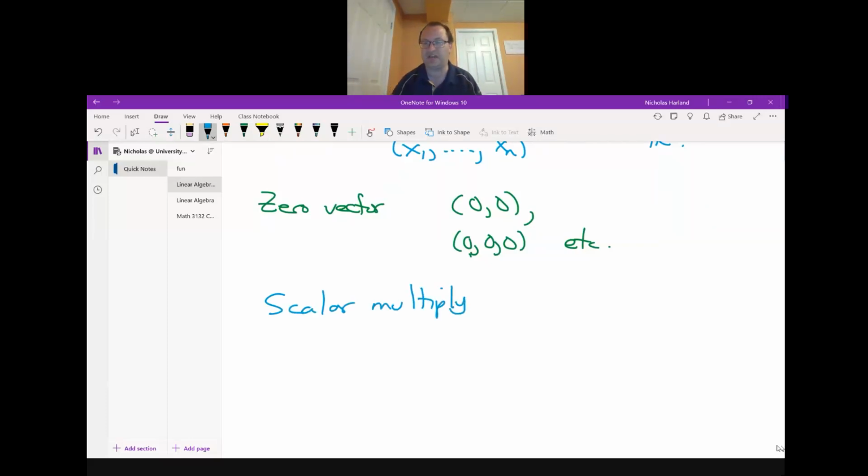If we want to do a scalar multiplication, if we think of it geometrically, v, and we want to multiply it by 2, we're going to double the length, but we're going to keep the direction the same. So same direction, twice as long. That's 2v.